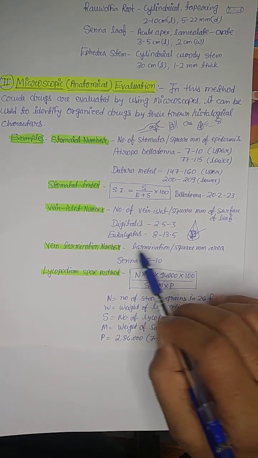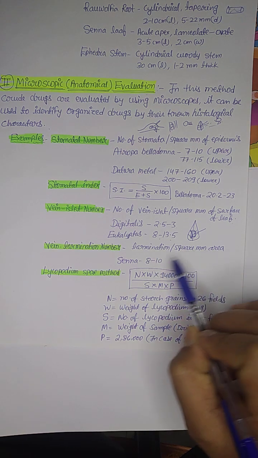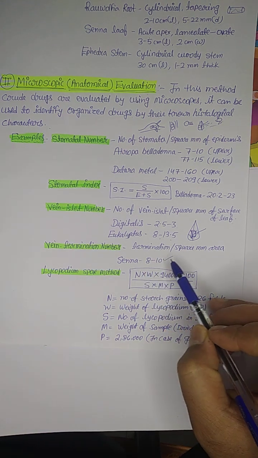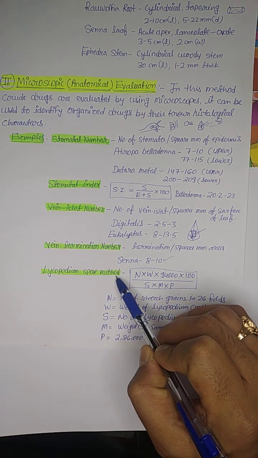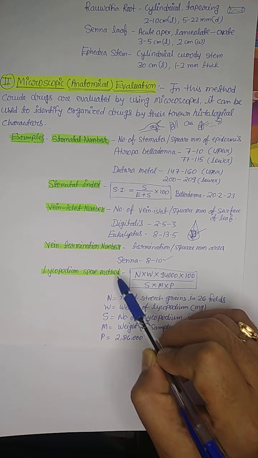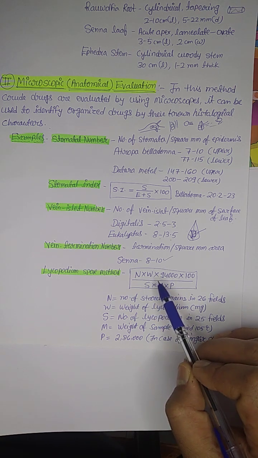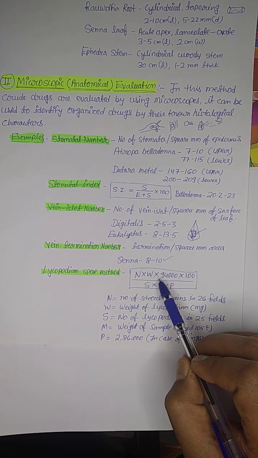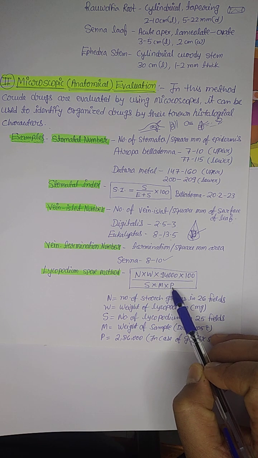Vein termination number is the number of vein terminations per square mm area of the leaf surface. For senna it is 8 to 10. And we can also mention the lycopodium spore method for determination of the quality and purity of a particular drug. Okay, so there is one formula which will generally be asked. It is there in the practical also. N into W into 94,000 into 100 divided by S into M into P, right?